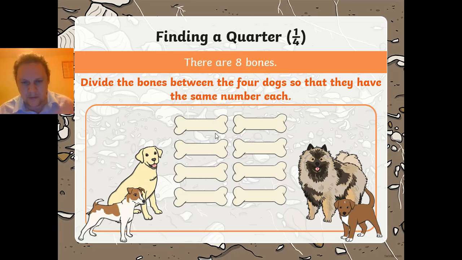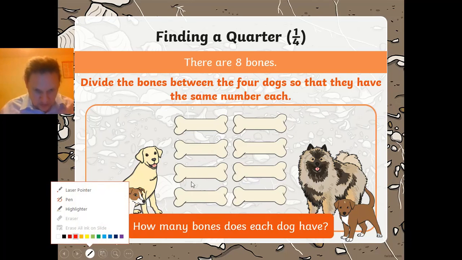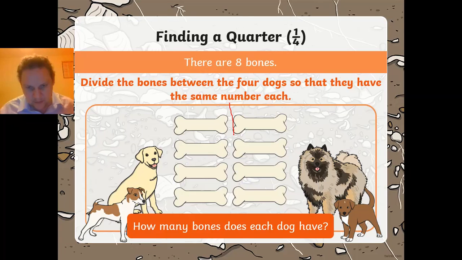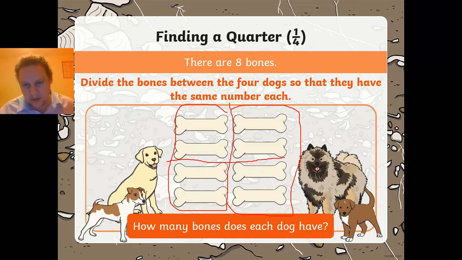Here we've already divided our 8 bones in half. We've got 4 on each side. So how would we go about creating these into 4 equal groups for the dogs? How many is each dog going to get? We've divided in half this way, split down the middle, with 4 on one side and 4 on the other. If we want to create 4 equal groups, all we have to do is halve them again. Now we've got 4 equal groups.